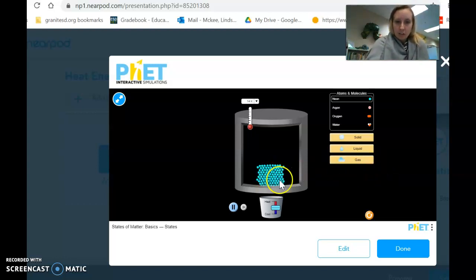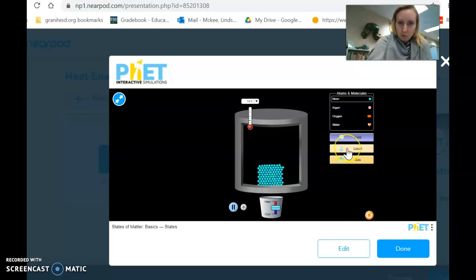So right now, these are my atoms. You can see them bouncing around. Remember, atoms are my tiniest part of matter. Okay, so right now these little atoms are making a solid. See how they're organized? A solid. My scissors is a solid, and they're really close together and organized.